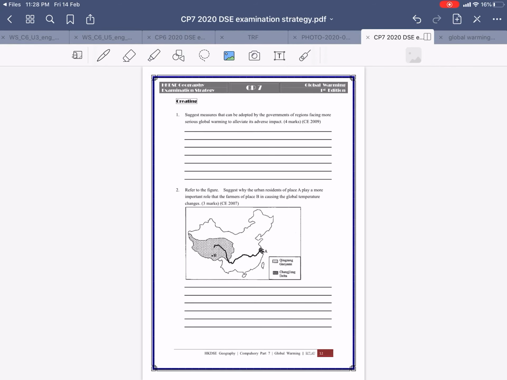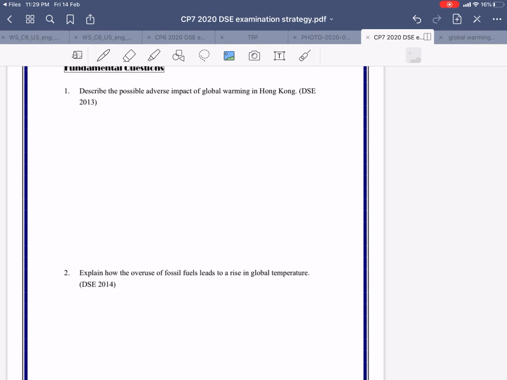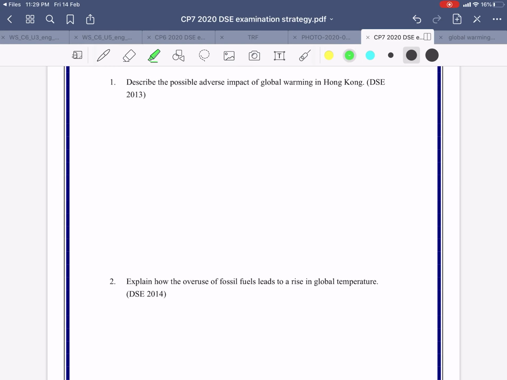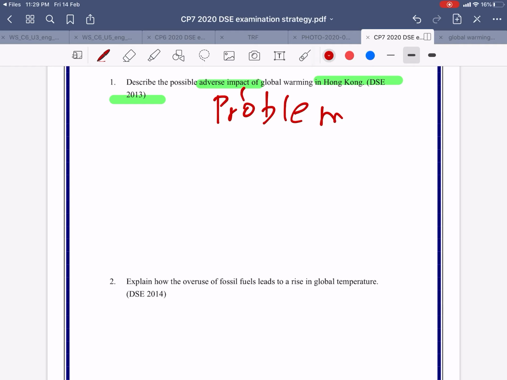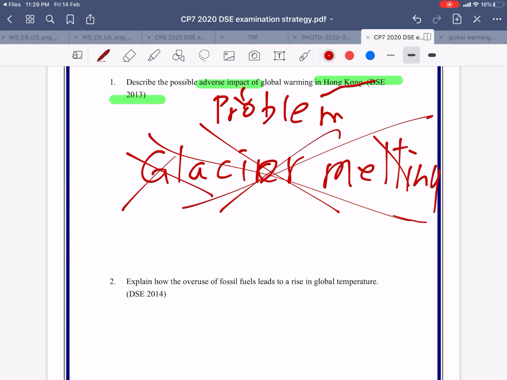and you can find a very funny pattern, because let's go through all the essay questions first, okay? The funny pattern is this one, PCME. Which one? Problem. Impact is the problem: global warming in Hong Kong. Be careful, it's just about Hong Kong. Don't tell me the glacier is melting, the ice cap is melting, this one is no good, okay? Don't tell me this. I don't want this, okay?